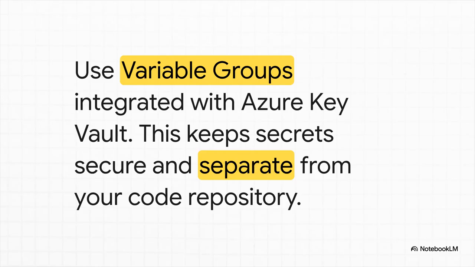Okay, first up, secrets. The golden rule is they never ever touch your repository. So what do you do? Well, Azure DevOps solves this with something called variable groups, which you can link directly to Azure Key Vault. Your pipeline just references a variable, maybe database password, and when it runs, Azure DevOps securely grabs the latest version of that secret from the Key Vault and injects it right into the build. It's secure, it's auditable, and it's totally separate from your code. It's the right way to do it.